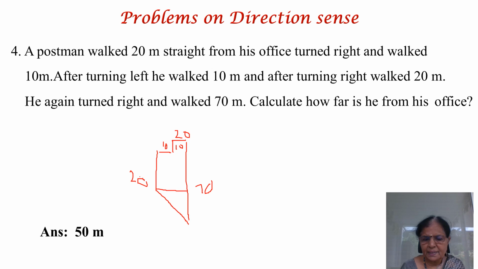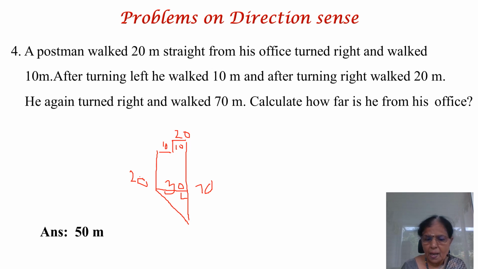This is a right angle triangle. So we can first find out this distance. We know that up to this is 20 and this distance is 10. So 20 plus 10, so we know this side is 30. And we can find out this total is 70. And now we should find out how much is this perpendicular line. The base is 30, the P we have to find out.